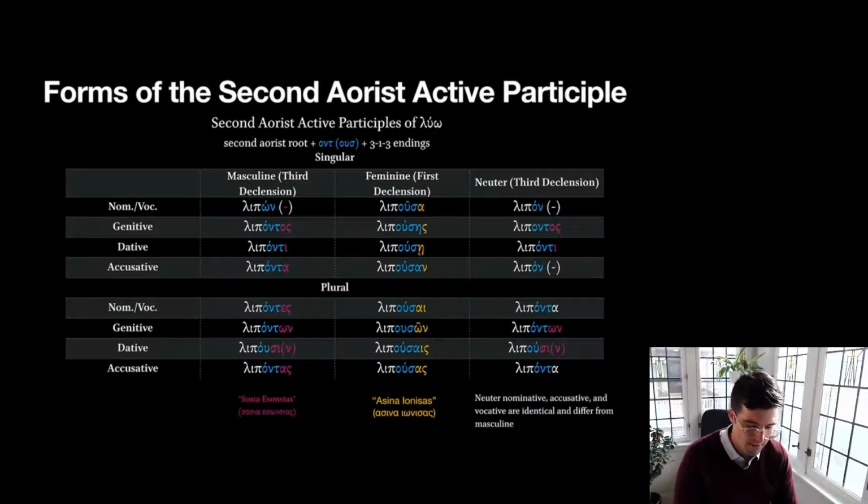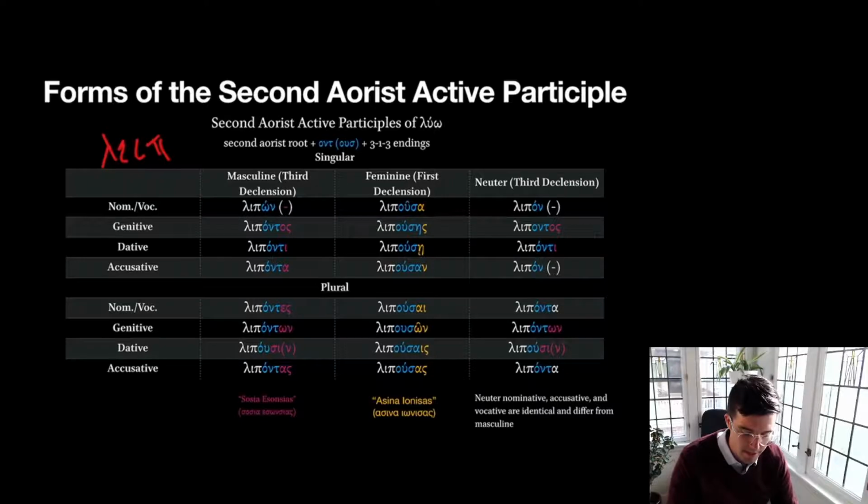So if this were to be a present active participle, it would be all of the exact same endings, but with lape instead of lip. So the exact same things are going on here. We have the third declension endings, the first declension endings, and the third declension endings with this omicron nu tau or the us added in here.